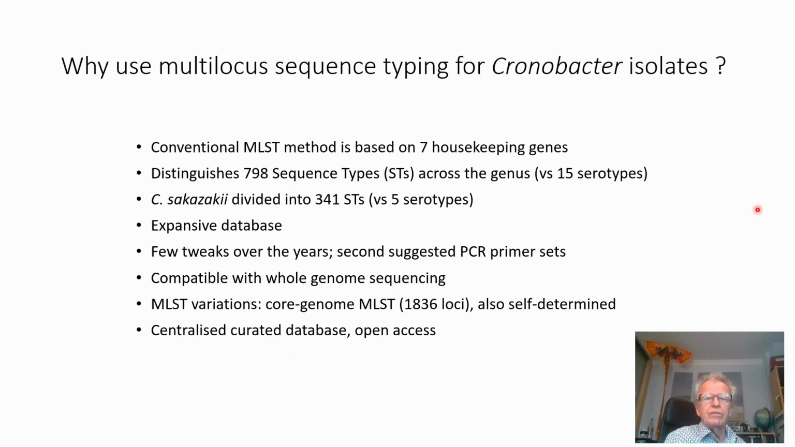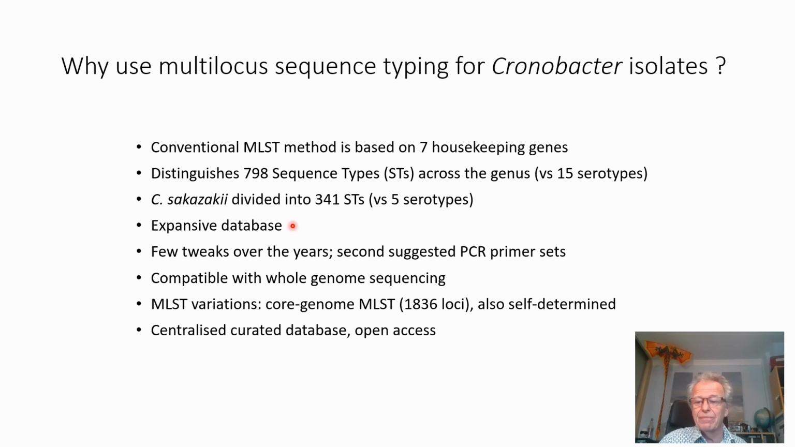So why use multi-locus sequence typing? Well, if we just go conventional, then you simply do 7 PCR reactions. You get not 15 serotypes, but you can get 798 sequence types to date. It's the 5th of March when I'm recording this, 2022. Sakazakii alone is divided into 341 sequence types compared to only 5 serotypes. So there's your discrimination factor.